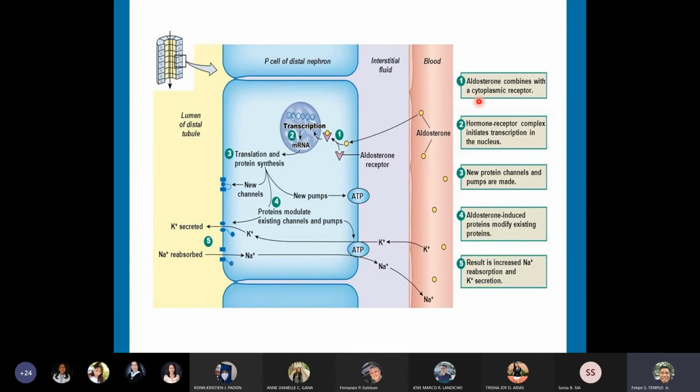So here again, aldosterone combines with the cytoplasmic receptor, forming the hormone-receptor complex. Let's focus on what the specific proteins involved are. After translation and protein synthesis, the aldosterone modulates the existing channels so that more sodium is absorbed and more potassium is secreted. They either modulate the existing channels or produce more of these channels as well.